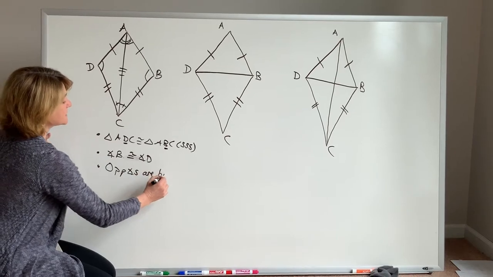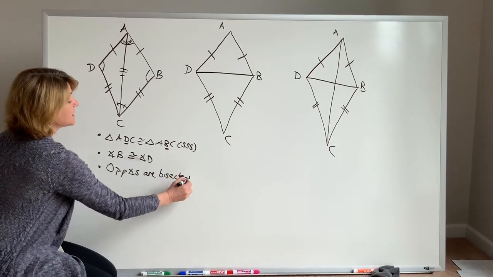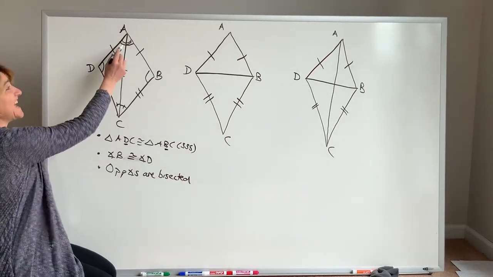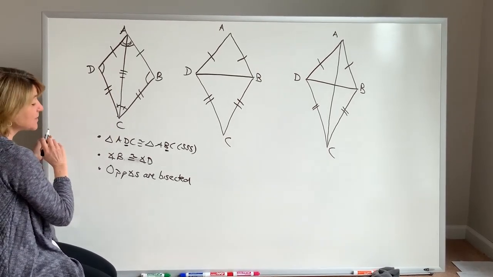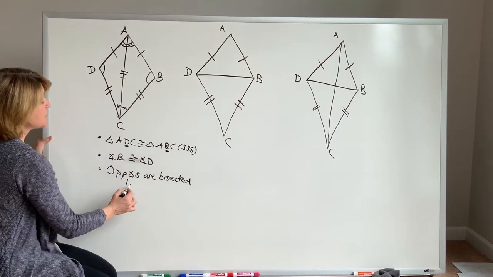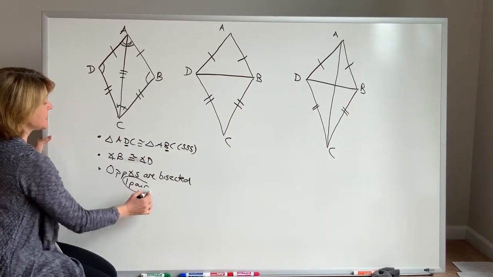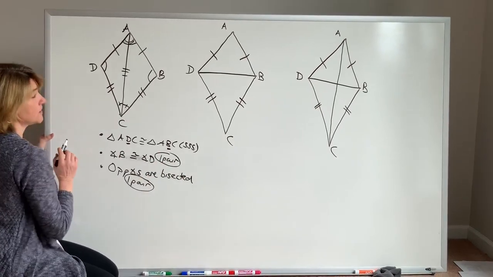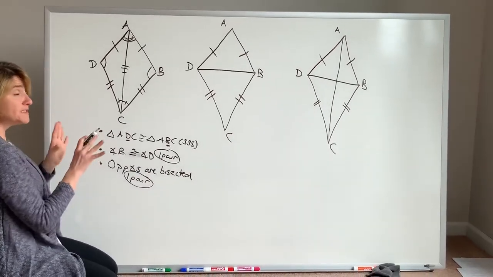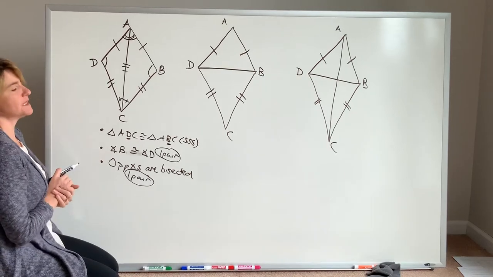So I see that a pair of opposite angles are being bisected. Now, the thing that you have to be careful of with kites is that angle DAB and angle DCB are not necessarily congruent to each other. So we have one pair of opposite angles that are bisected and one pair of opposite angles that are congruent to each other.